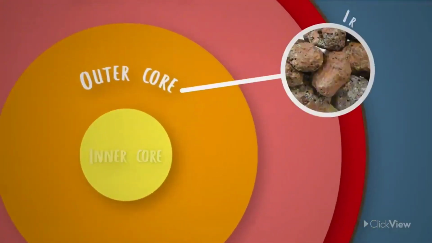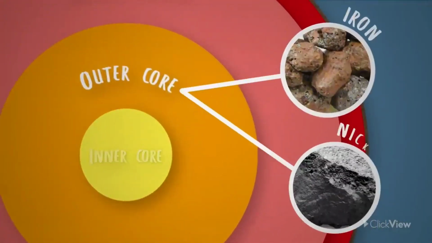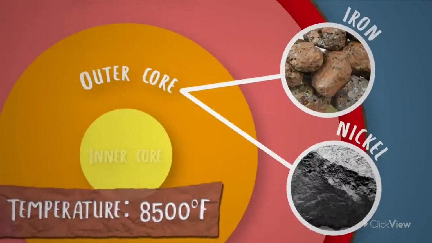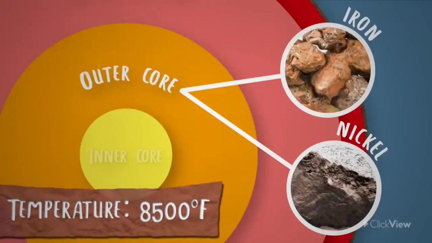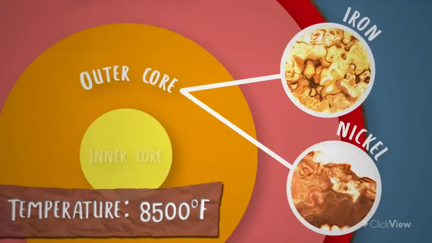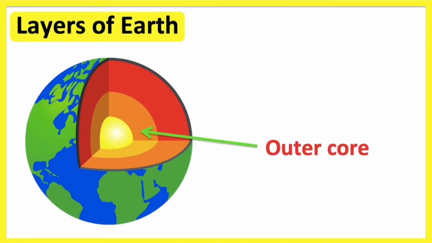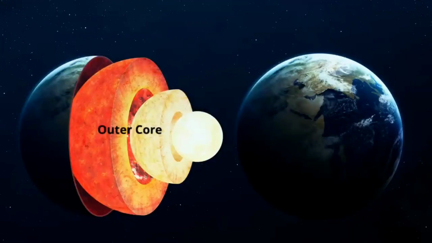The outer core is composed mostly of iron and nickel, metals found in liquid form. It can reach from 7,200 to 9,000 degrees Fahrenheit. It is also estimated to be 1,400 miles thick or 2,300 kilometers in thickness. Since this layer is liquid, it can easily convect, carrying heat from the inner core into the mantle.